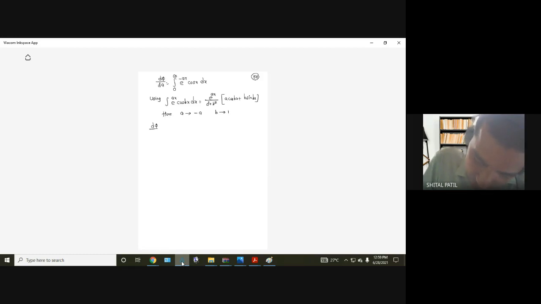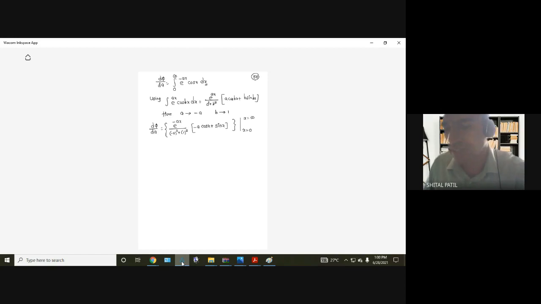So dφ/dA equals the integral of e raised to minus x divided by (a square plus 1), times (minus a cos of x plus sin of x), right? And the limits are x equal to 0 to x equal to infinity. Why are they limits of x? We are integrating with respect to x, dx is there, so they are the limits of x. Now you substitute the upper limit and lower limit and see what we are getting.